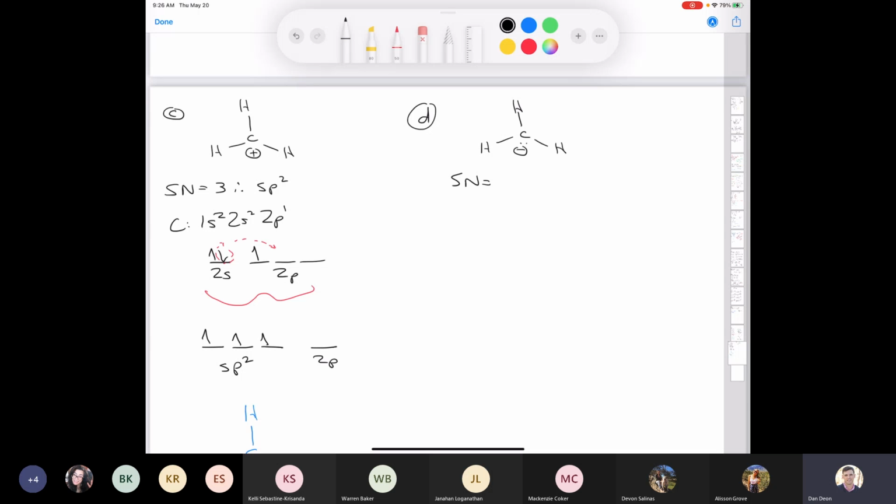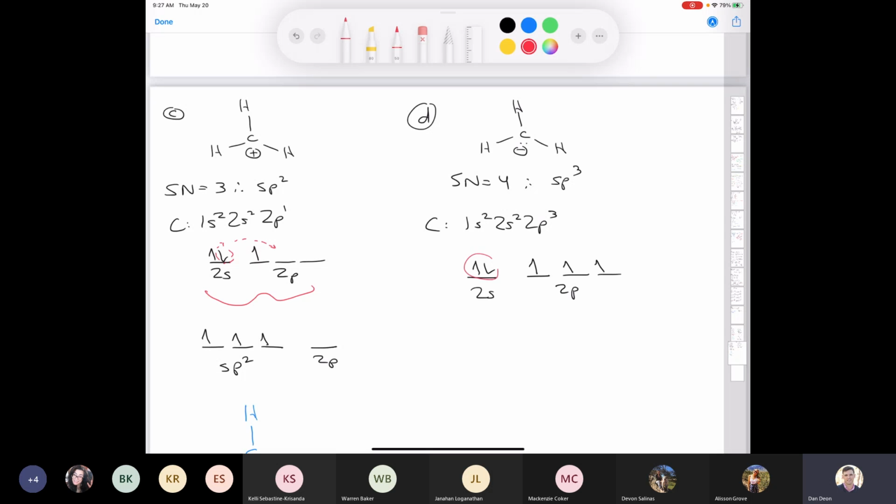Our steric number is equal to 4. We've got 3 bonds and 1 lone pair. Therefore, it's sp3 hybridized, right? If we look at carbon, it's 1s2, 2s2, 2p2. But since we have a negative charge, we're going to add an electron. So it's 2p3. So we draw our 2s orbital. It's got 2 electrons. We draw our 2p orbitals. We've got 1, 2, 3 in there.